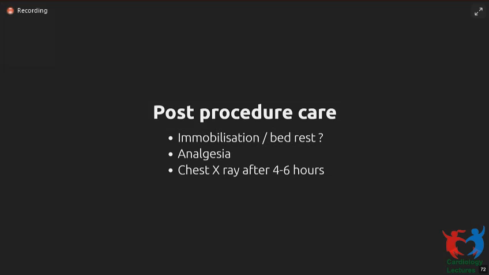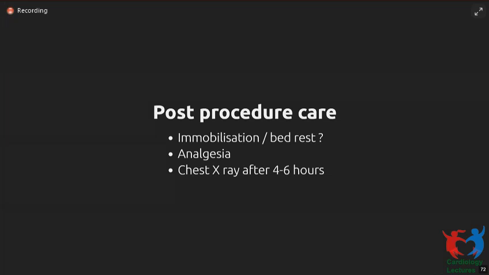Some aspects of post-implant care that I wanted to discuss. Some centers and some physicians recommend complete immobilization and bed rest. I know some people go all the way to splinting the left hand, keeping the patient in bed for 48 hours and things like this. It's generally not recommended to do that. So I try to mobilize patients early. We usually give them about half to 1 hour because they've been given some sedation, but after that it's better to get the patients up and walking.